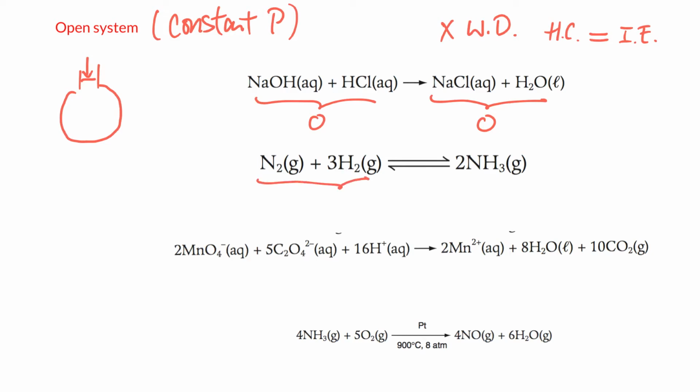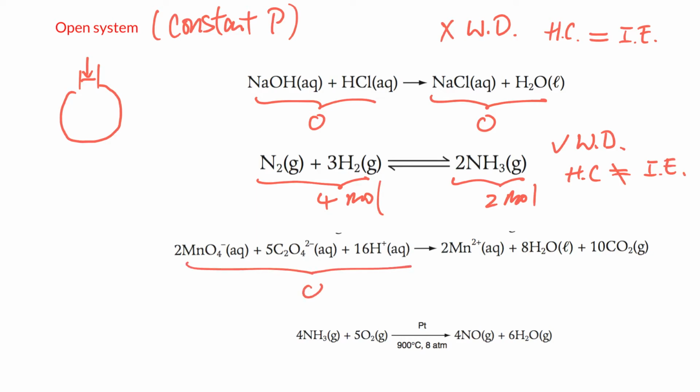So this one will be 4 moles, and then you've got 2 moles here. So there's a change in pressure, so therefore there's work done there. And heat change will then not equal the change in internal energy. So this one will be 0, and then here you've got 10 moles of gases. So therefore you've got work done produced, pushing the atmospheric pressure back.